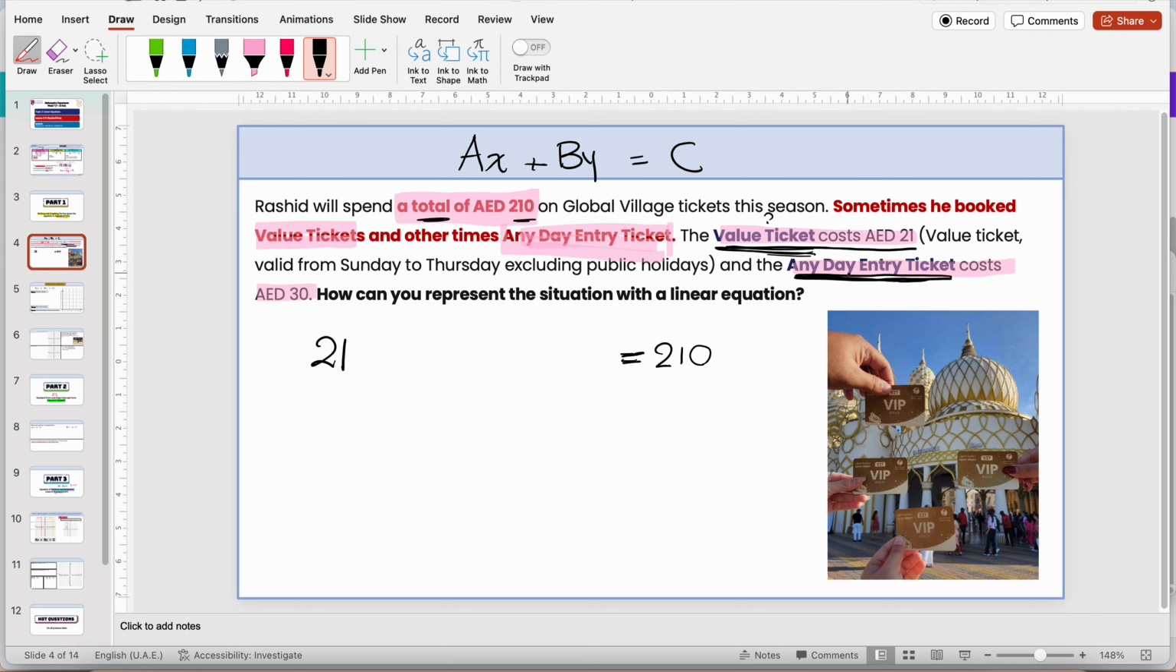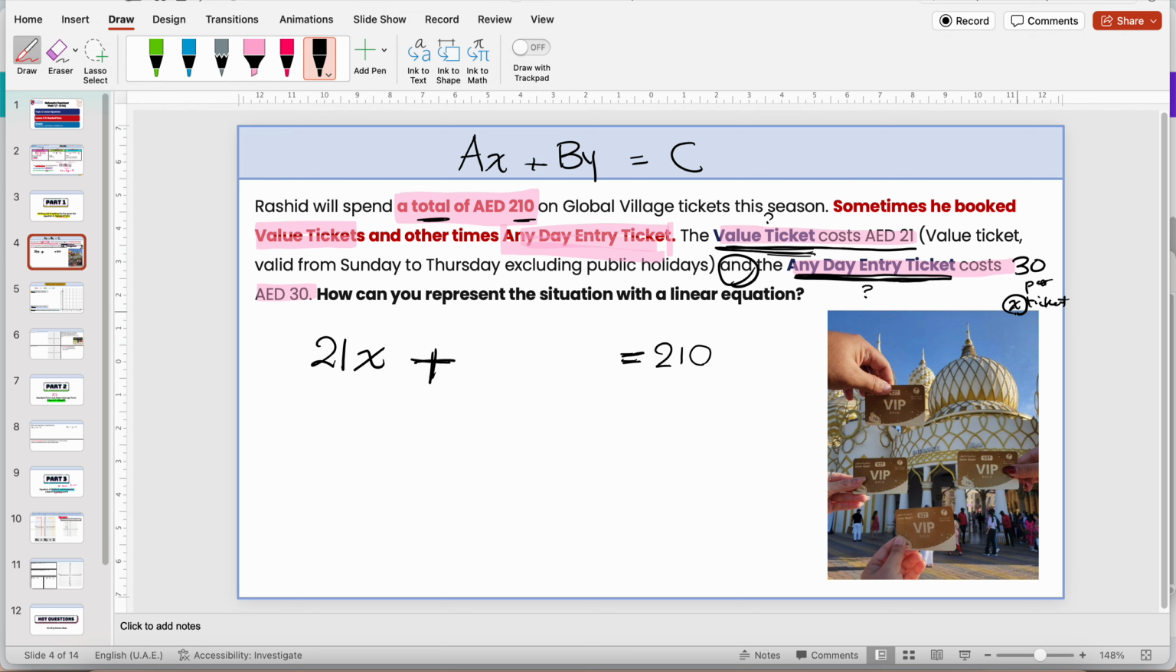It's a different variable. It cannot be the same because they're different categories. So again, here I want a variable. Since they did not say this is X or that's Y, you can choose. So I'm just gonna choose that 21 should be multiplied with the variable X plus, and he's gonna pay, what, any day entry ticket that costs 30 per ticket, right? So 30 times the other variable.